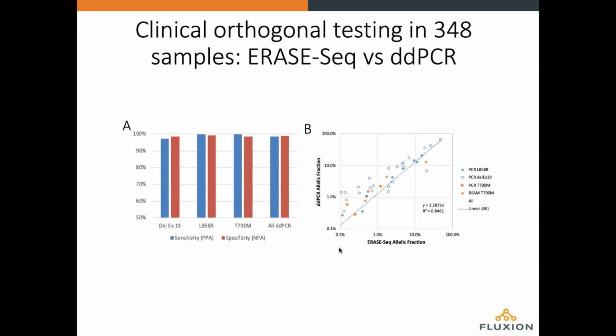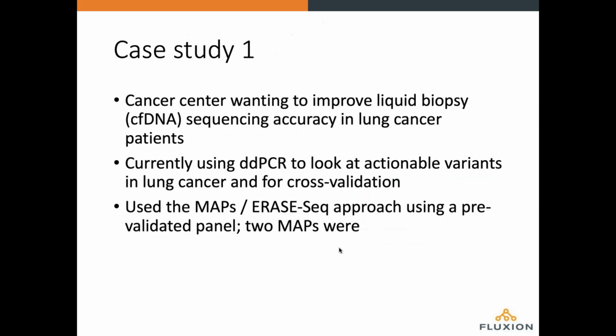In other words, orthogonal testing is critically important because it tells you that your sequencing technology is seeing what's really in the blood, and it makes you immune to biological issues like tumor heterogeneity or shedding of DNA into the blood.